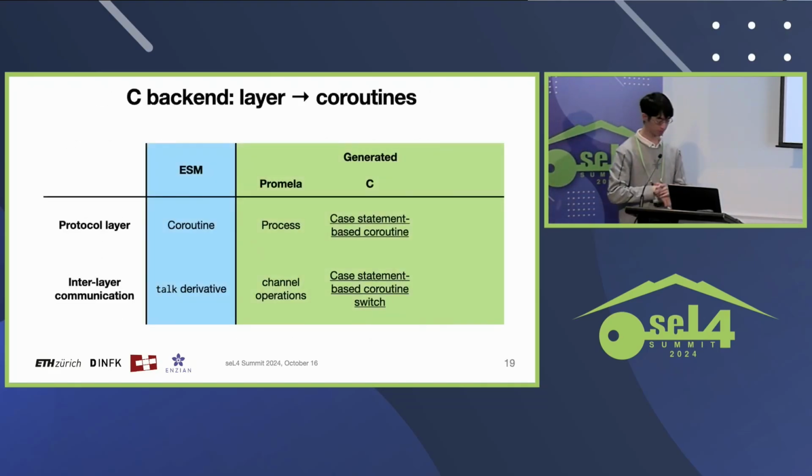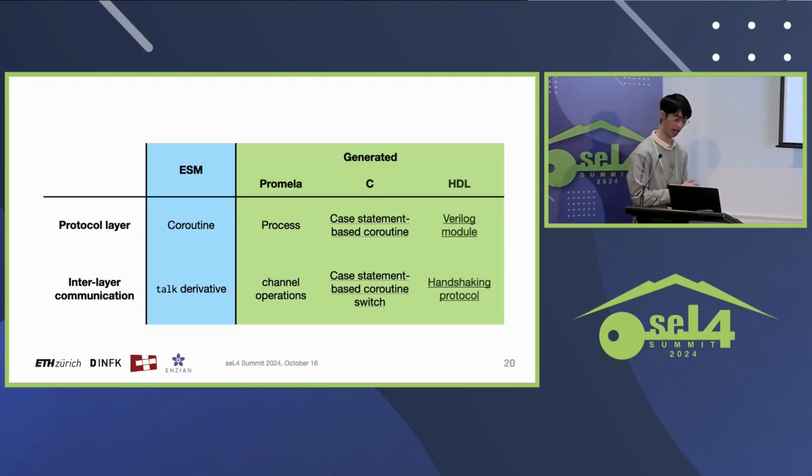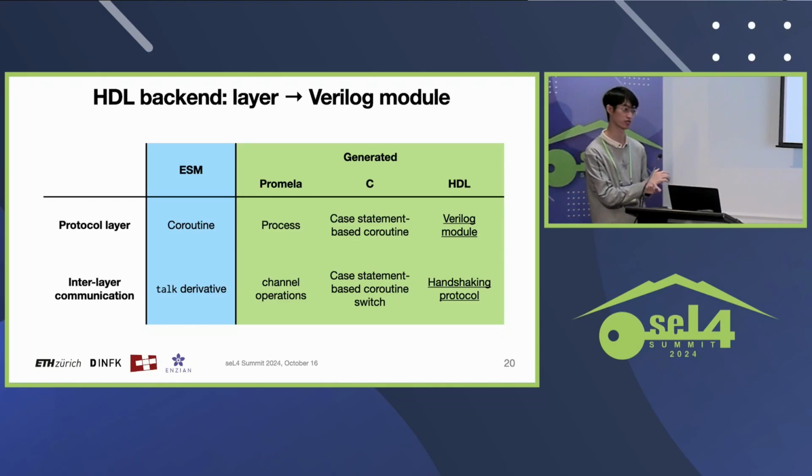And as a quick summary, the C backend maps the coroutine in ESM into this case statement-based coroutine, and the torque derivative into coroutine switch. And also, the FOI compiler has an HDL backend that generates some hardware description language that can be used to implement hardware drivers on reprogrammable hardware like FPGA. I don't have time to talk about it in detail here, but if you are interested, talk to me after this talk. But I'm going to demo this.